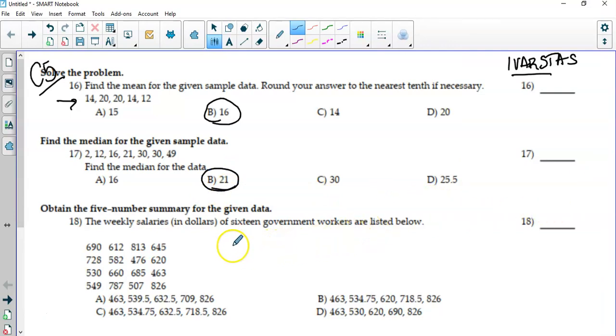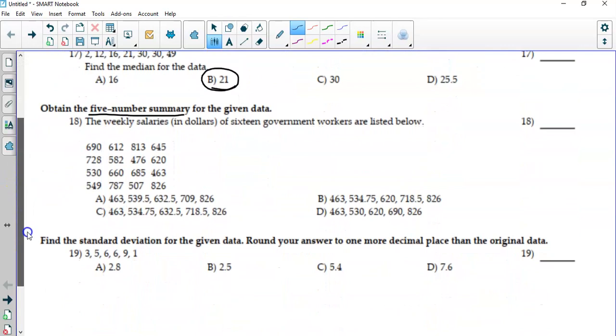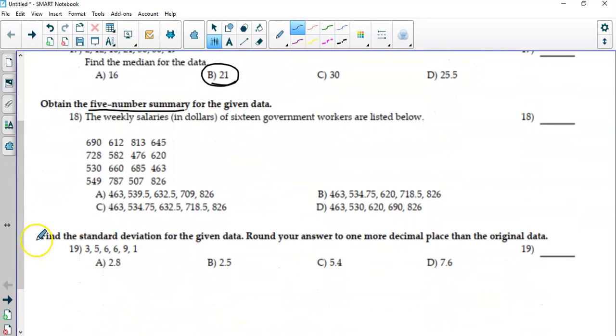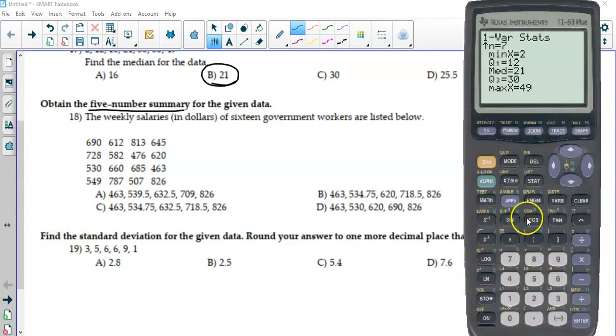That's also a part of my 5-number summary. Now, you can see in number 18, there's a lot more numbers. So this is something that you probably don't want to have to do by hand. And you can see that they're not in numerical order. So it's going to be a little bit of a pain by hand. So I'm going to use my calculator, stat, enter.